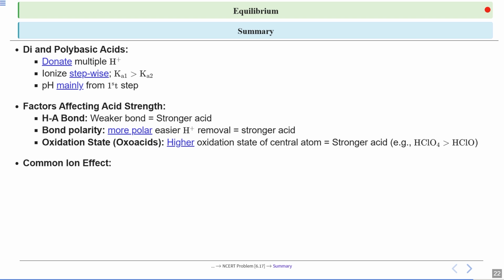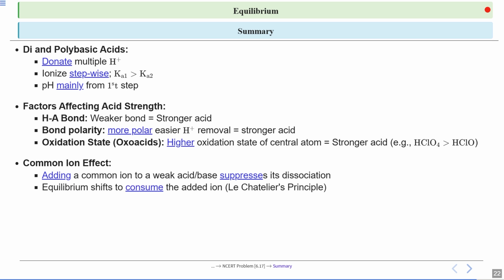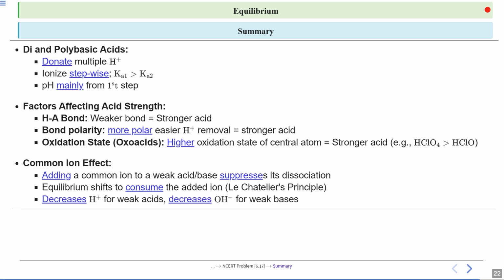Fourth was our common ion effect, in which we saw that if you add a common ion to a weak acid or a base, it suppresses its dissociation. Now, this suppression is all due to Le Chatelier's principle. Because of the addition of product, the reaction proceeds in the backward direction to consume that extra added material. We can see this in the case of weak acids. We considered the example of acetic acid, and we saw that upon addition of the acetate ion, the pH of the given solution increases. That indicates that the dissociation of the acid is being suppressed to some extent.